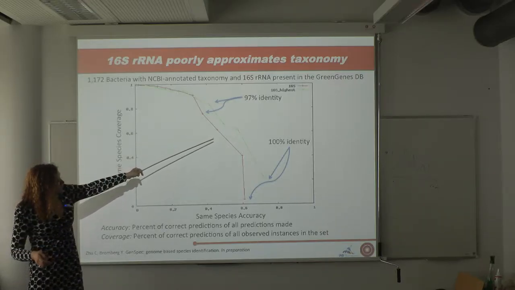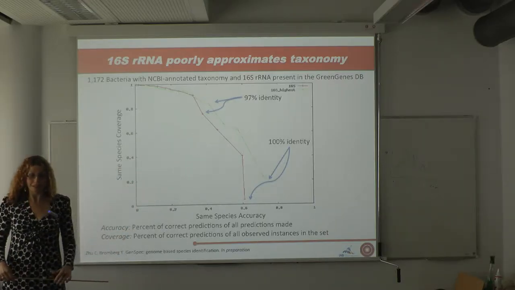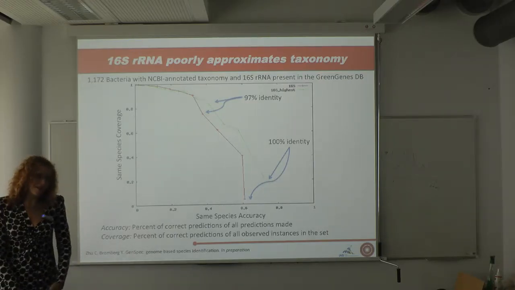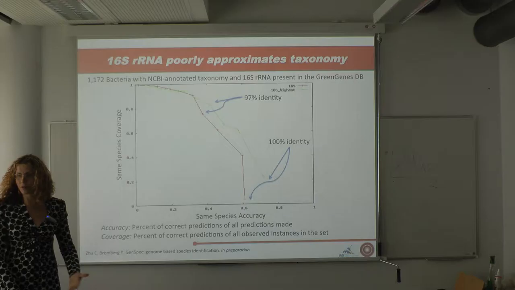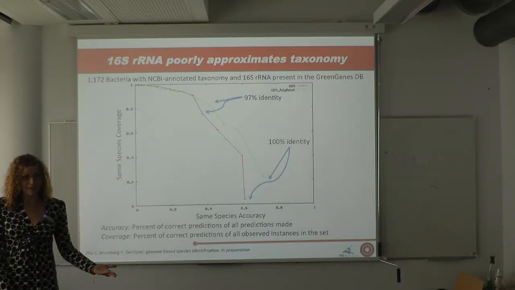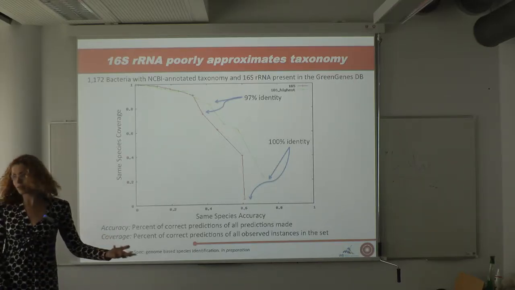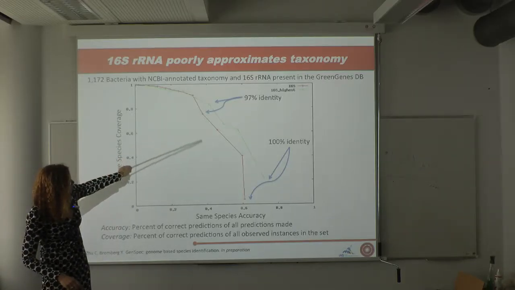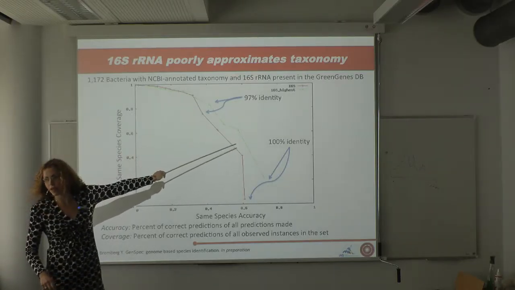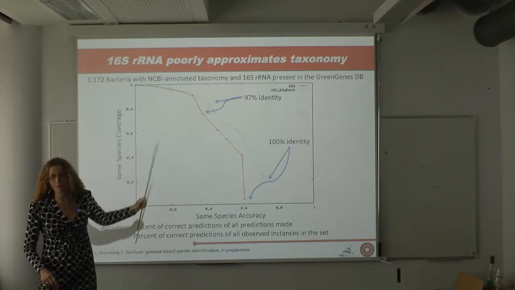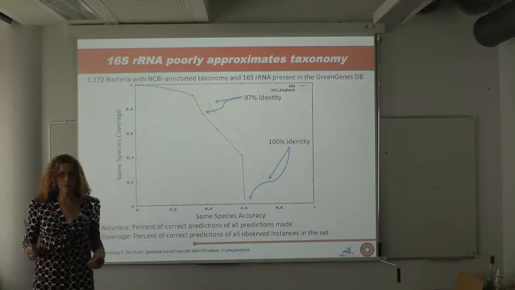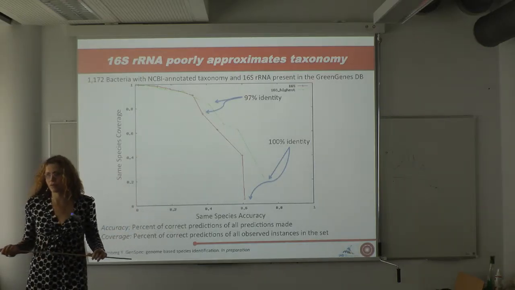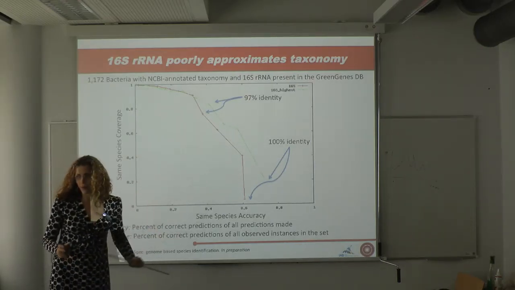The difference between the red and the green is that some organisms happen to have different 16S RNAs. They happen to have not one gene, but multiple genes within the species, right? So the same species, but different 16S RNAs. So the difference is taking just any 16S RNA versus the one with the highest similarity. So maximizing coverage versus maximizing accuracy, but that doesn't even help here.